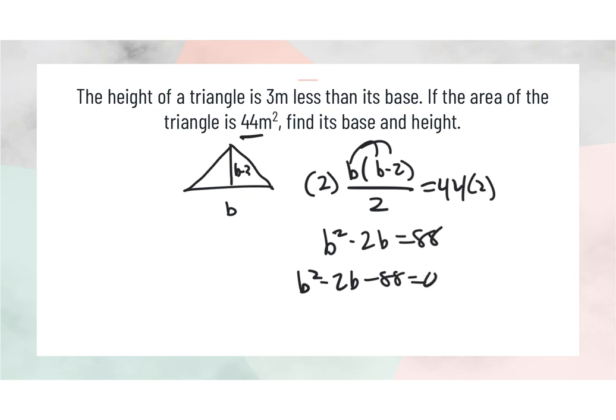So now pull everything over, factor it. What multiplies to negative 88 and subtracts to 2? Okay, so you've got 2 and 44. You've got 4 and 22. So you've got 11 and 8.